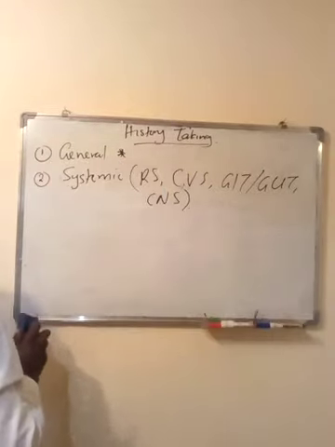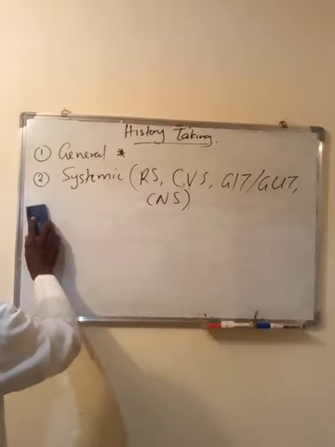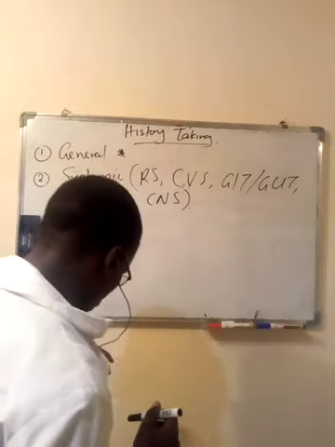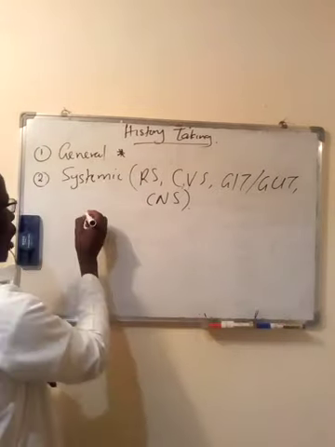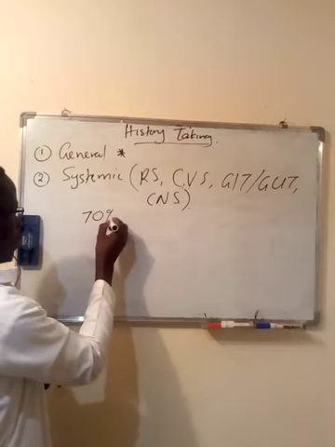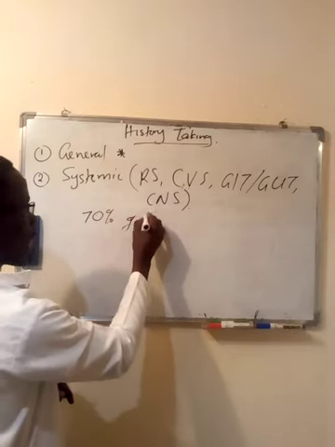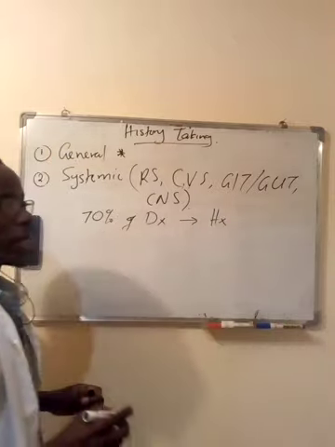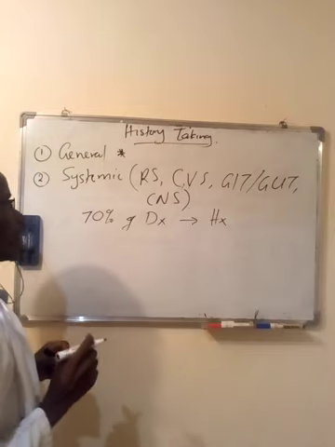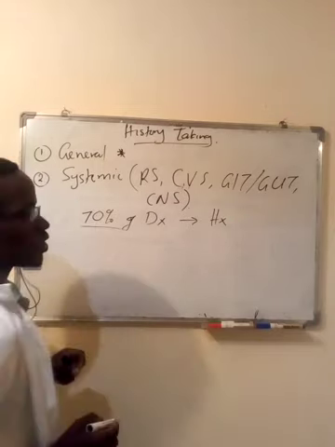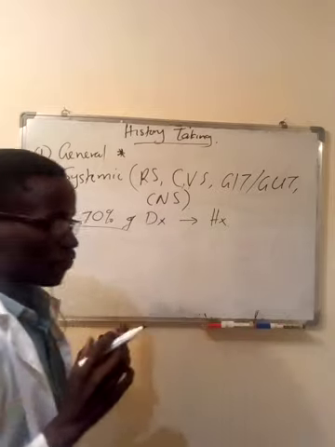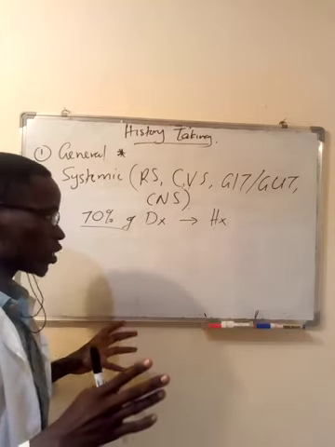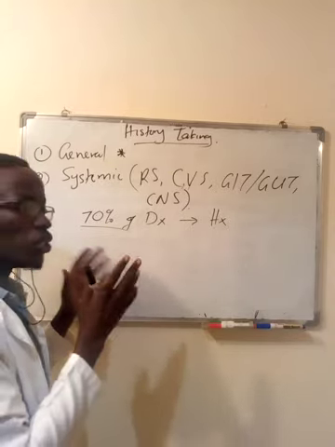All right, so let's get into the general aspects of history taking. By the way, what we should understand before we go into history taking is that around 70% of your diagnosis will come from history. A good history is going to give you about 70% of your diagnosis. If you take a very good history, there are some conditions that you can diagnose entirely from the history that you've taken.